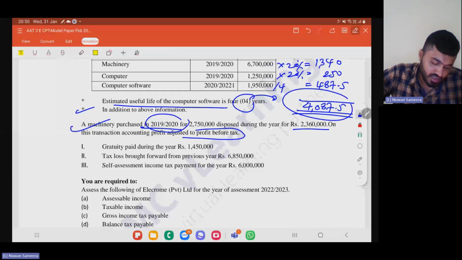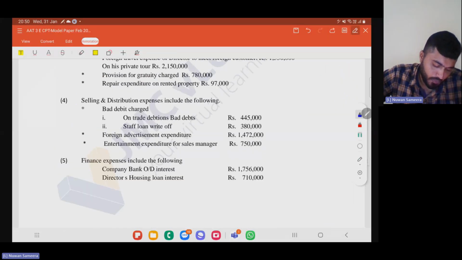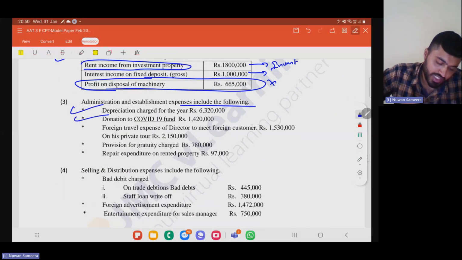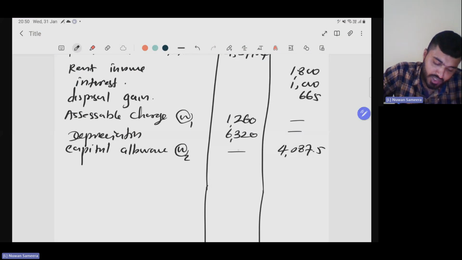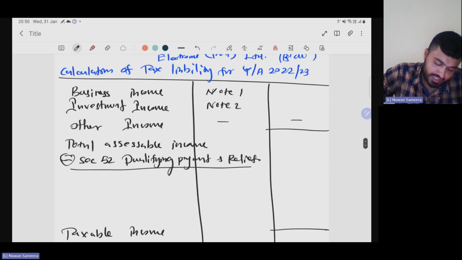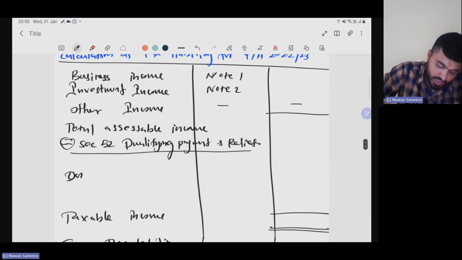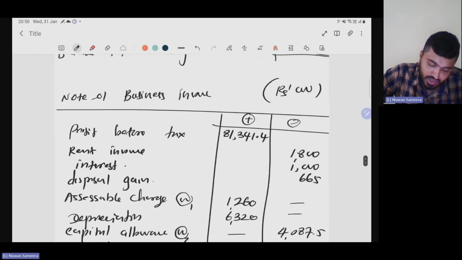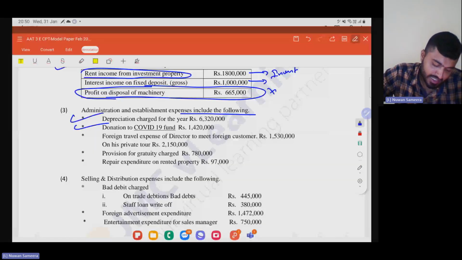After that you can see the donation to the COVID-19 fund, 1,420. 1,420 is not allowed as a donation. Therefore, add back. At the same time you can go to the tax qualifying payment. The donation to whom? The COVID-19 fund. So that is allowed, 1,420, without any restriction, either cash or goods. There is no maximum limit.